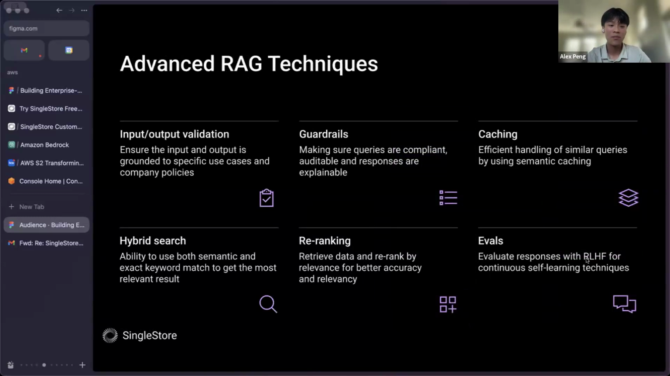And now I want to touch a bit on more advanced techniques for RAG. We're seeing multi-agent RAG, in the early innings, perform really well for moving proofs of concept to production. Just to give a broad overview of some of these techniques, the first that we're really seeing be useful is input-output validation, right?